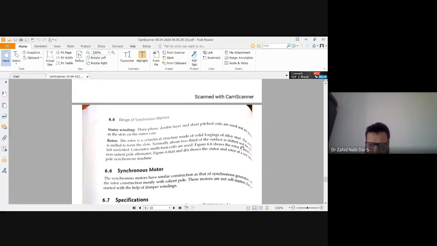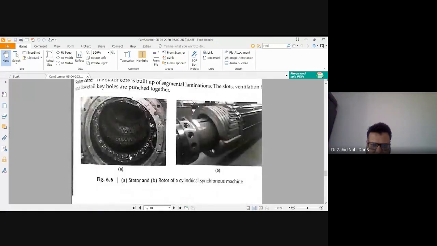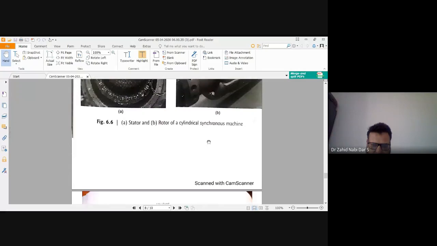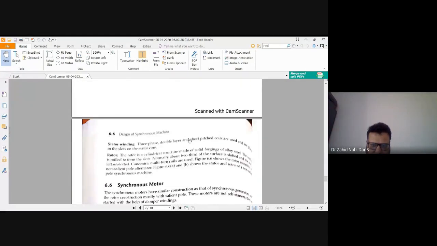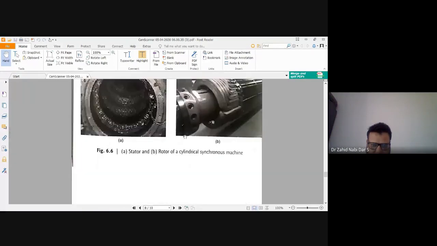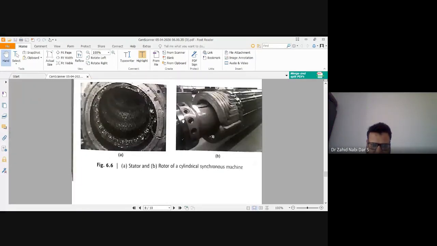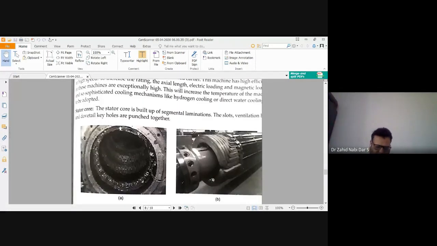Now, figure 6.6 shows the rotor assembly. See here, we are seeing this rotor assembly, this B, and you have this figure 6.A, and they are showing the stator and the rotor. So this picture is of the stator, and the other picture is of the rotor.